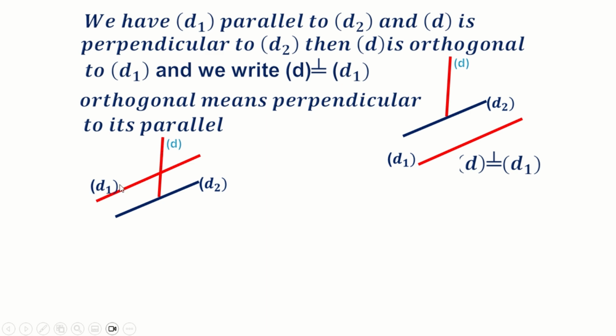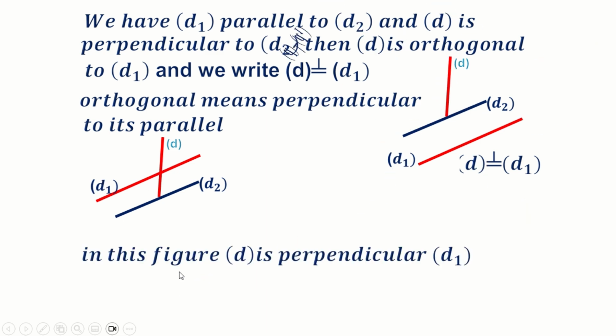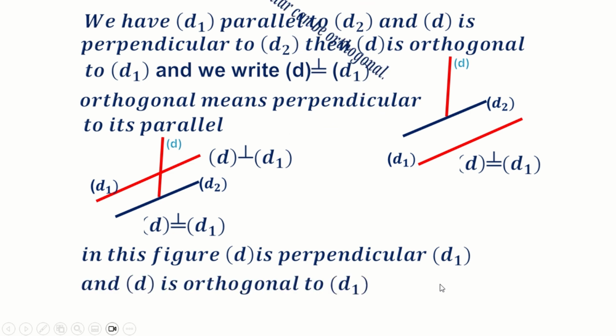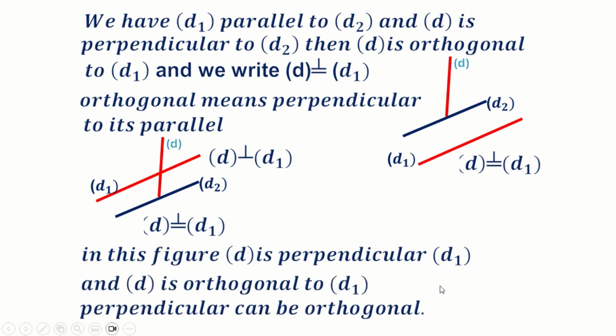But in fact, D is perpendicular to D1 because D cuts D1. So this perpendicular can be written as orthogonal. In this figure, D is perpendicular to D1 and D is orthogonal to D1.